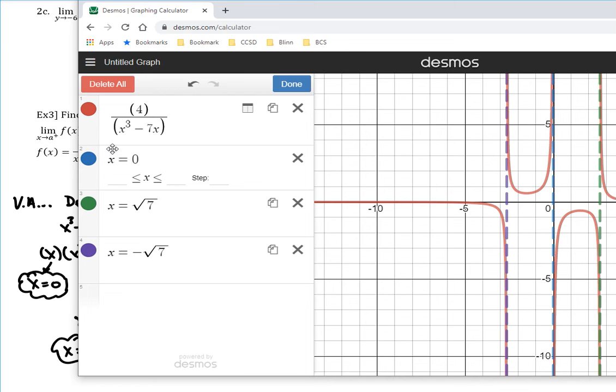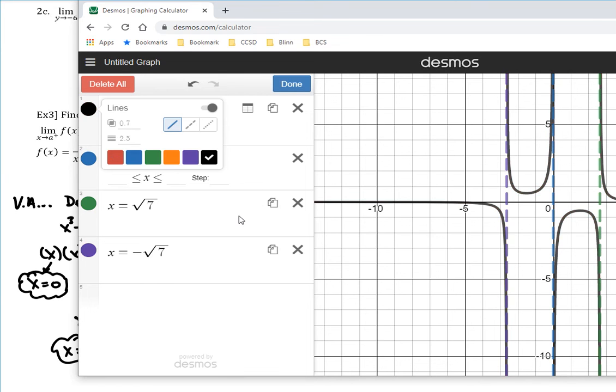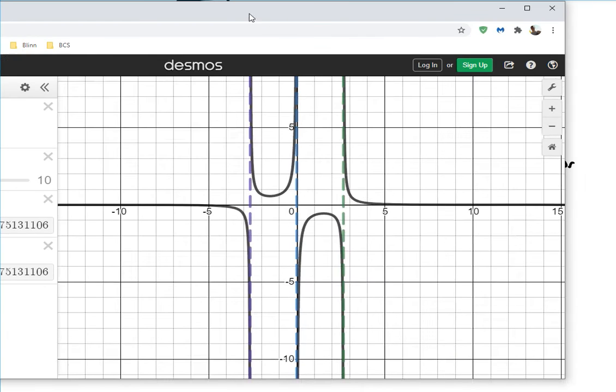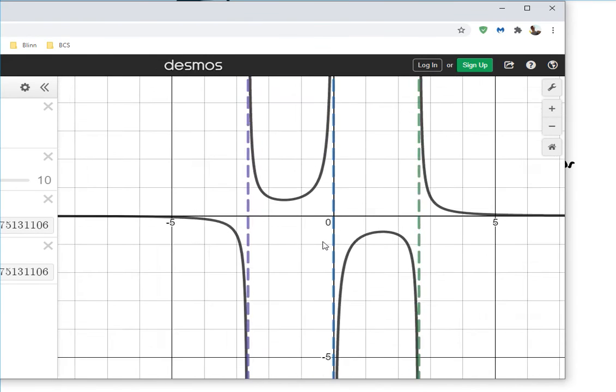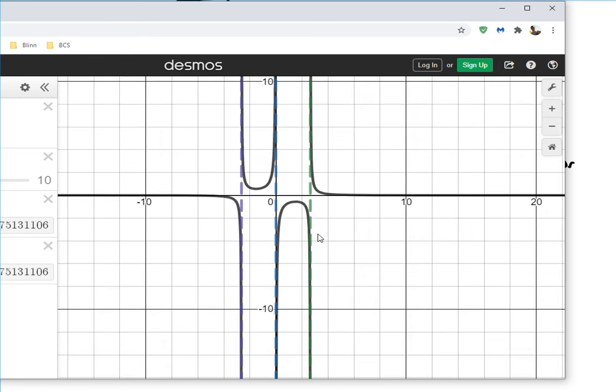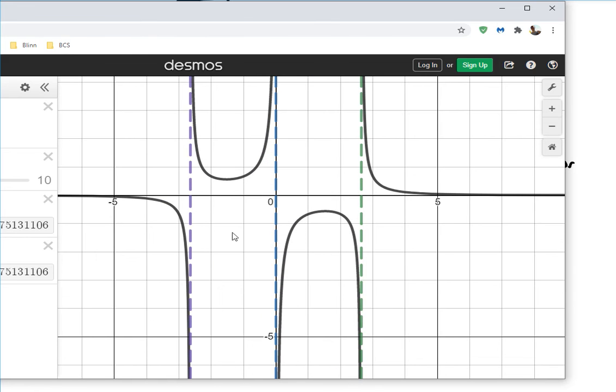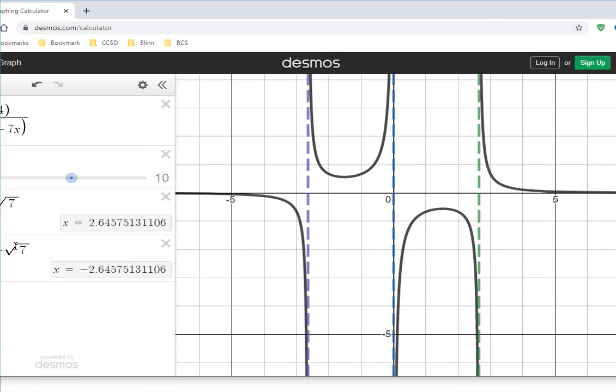There we go, done. And you can even change the colors. Okay, so anyway, there we go. All right, so we can see now all the nice picture, and finding these.